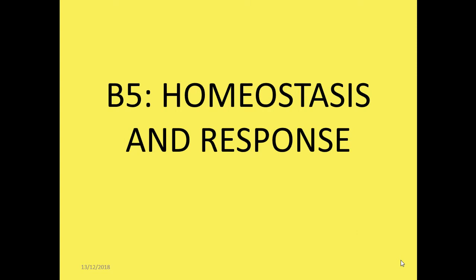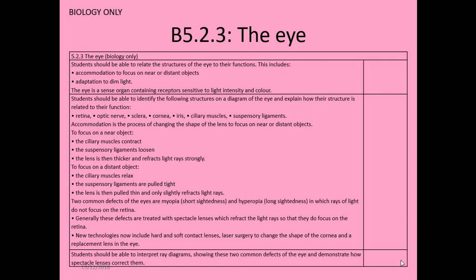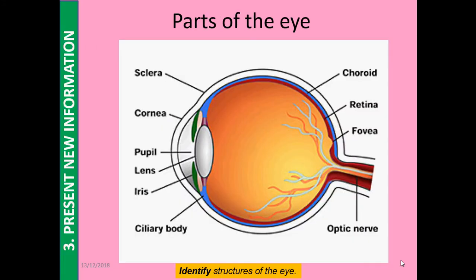This video is looking at some triple content from the topic B5, homeostasis and response, and we're looking at the eye. So if we look at parts of the eye, the outer edge of the eye is called the sclera. Okay, so it's really tough. If you've seen dissection of an eye, you'll know it's really difficult to get into. Very strong outer membrane of the eye.